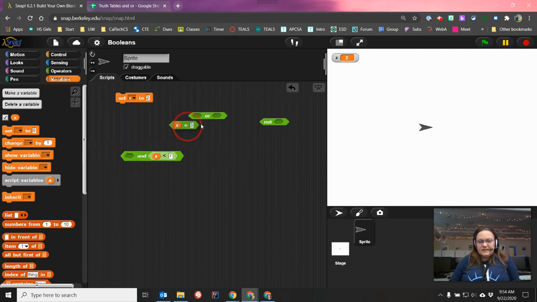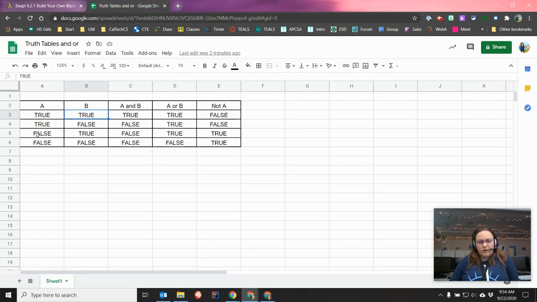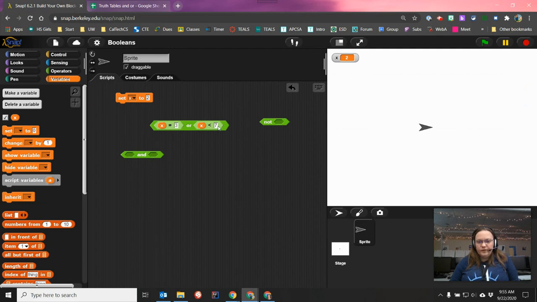If I were to take these exact same claims up here to the or, this first part is false. The second part is true. The whole thing will come out as true. That's just like this truth table where I had the first part is false, the second part is true, the and came out as false, but the or comes out as true. Coming back over here, I could put not x equals 3. Remember, x equals 3 was false, so I would predict that not false is going to come out as true.